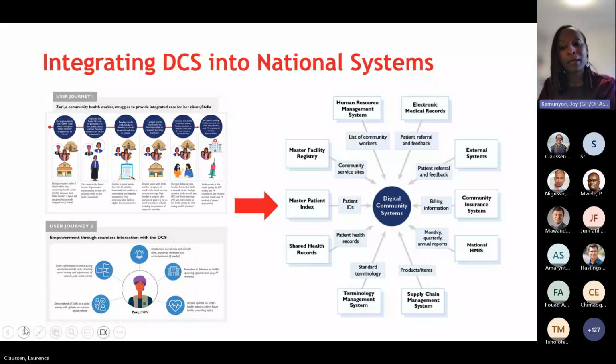And this requires seamless data exchange with several other systems, such as the facility electronic medical records, the master facility registry, and the shared health record, among others. So in order to be able to do this, the system needs to be able to integrate with other systems and interoperate with them through the health information exchange. Next slide, please.